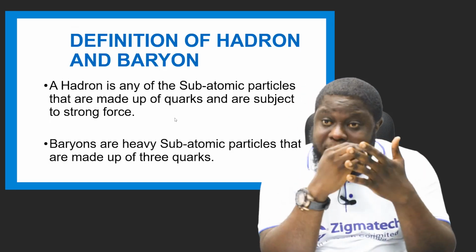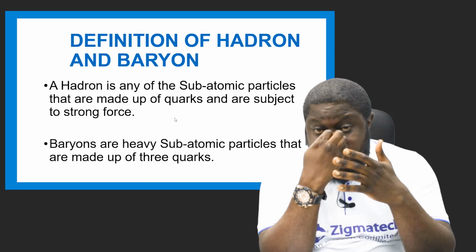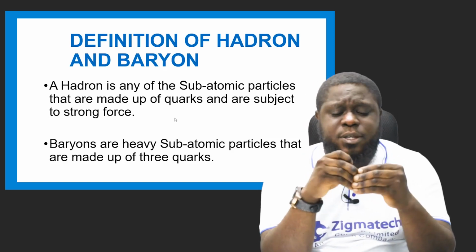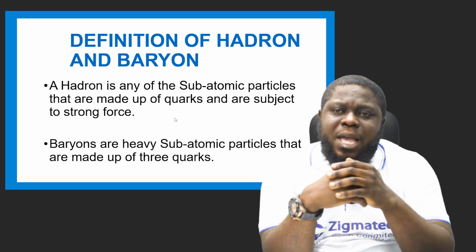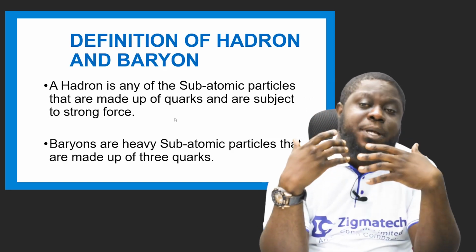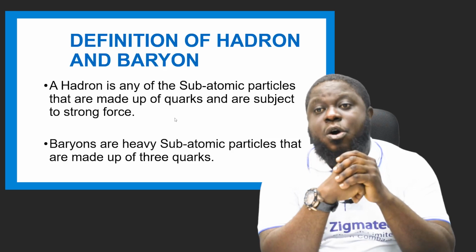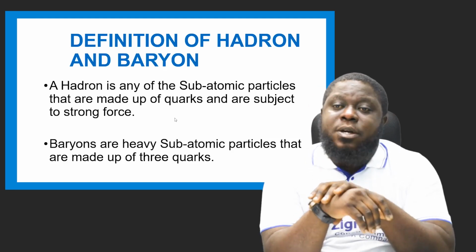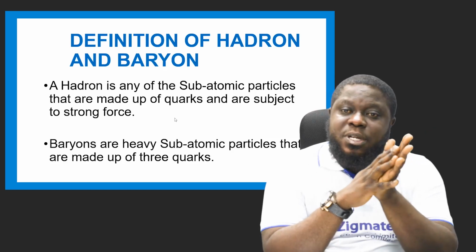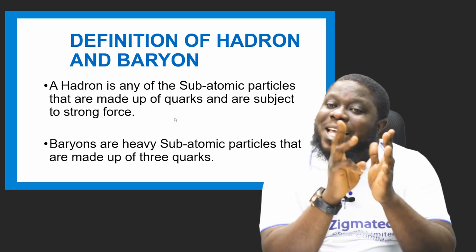Now, there are small particles that make up the quarks. You know what a quark is; I've told you what a quark is already. So these particular particles that make it up, and they are subject to force from the baryons, are called hadrons. Now, the baryons are heavy subatomic particles that are made up of 3 quarks.